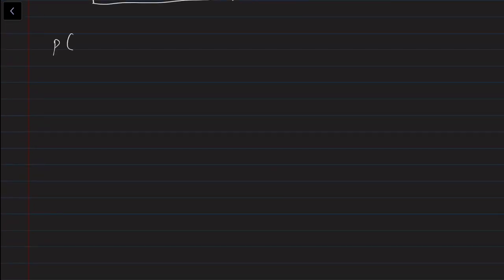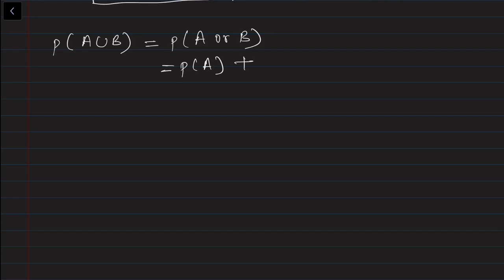Now, what is the probability of A union B? We can also read this as A or B. So this is probability of A plus probability of B minus probability of A intersection B. Let me show you from the Venn diagram.